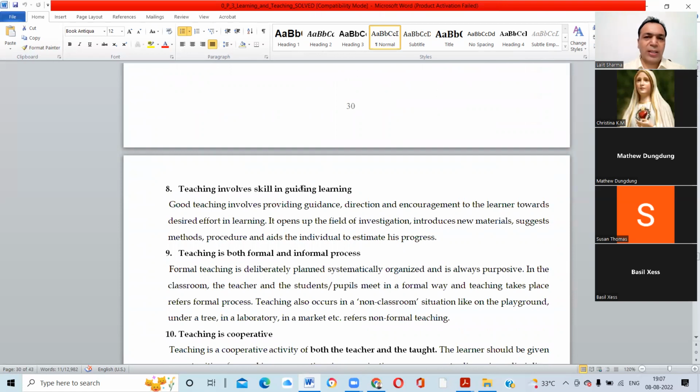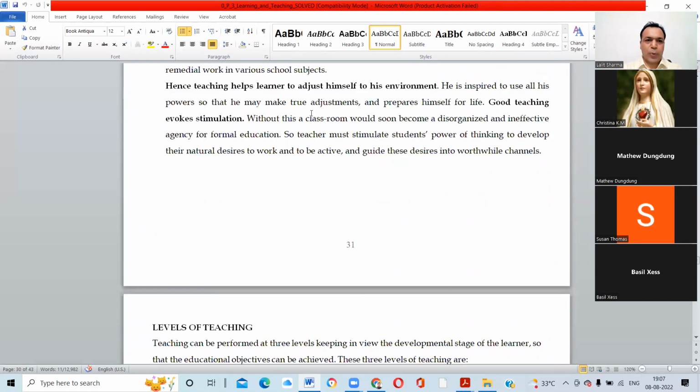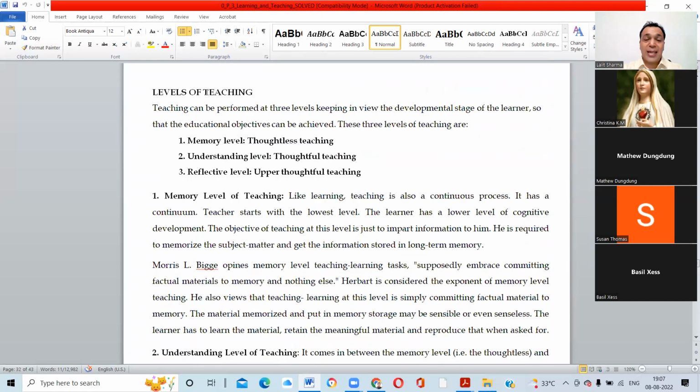Okay, you have to define the points over there, because you can explain very well. Okay, you are good in English, right? You just have to learn the point. Then you have to talk about the levels of teaching. Make the heading levels of teaching. Define there are 3 levels of teaching.